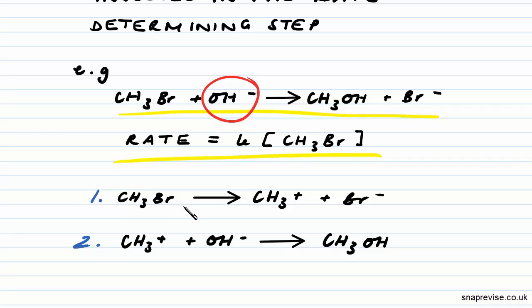So in our first step, our rate determining step, we have only bromomethane, suggesting that the C-Br bond must be broken before the hydroxide ion can take its place.